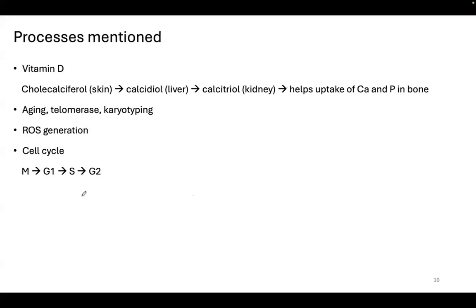And I think this is the final slide. There were some processes in general that were also mentioned. So vitamin D: you have cholecalciferol, which is vitamin D in your skin, that goes to the liver, becomes something, that goes to the kidney, becomes something else. That helps the uptake of primarily calcium in the bone. That's why vitamin D is important. And then you need sun as the starting thing for this. So that's why they say that just taking vitamin D is not sufficient. You need sun as well.